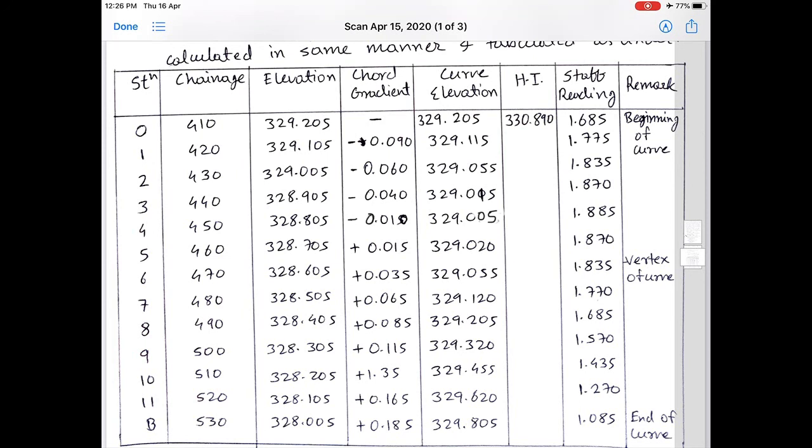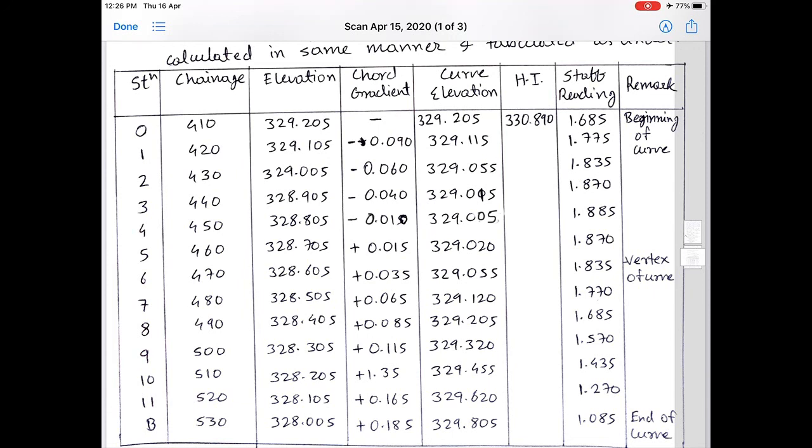As we know, the mid chainage is 470. So from 470 towards O, we have to subtract the peg interval of 10, 10. So likewise 460, 450, 440, 430, 420 and 410. And to get the chainage of B, we have to add the peg interval of 10, 10 to 470. So we get the next points as 480, 490, 500, 510, 520 and 530.